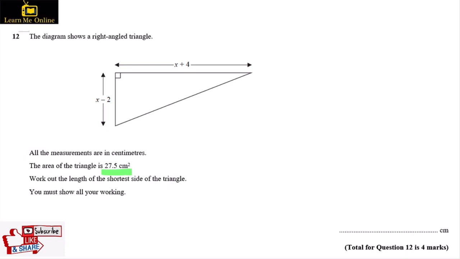So we can find the shortest side once we know what the unknown x value is. So the first thing we are finding is the x value from here. Because it's the area of the triangle, we know that base times height divided by 2 is the area of the triangle. So of this triangle, we can say that this is the base and this is the height. Now I'll be using the formula to find the x value basically. What is given to us is 27.5 is the area of the triangle. So I'm going to write it down. A equals 27.5.